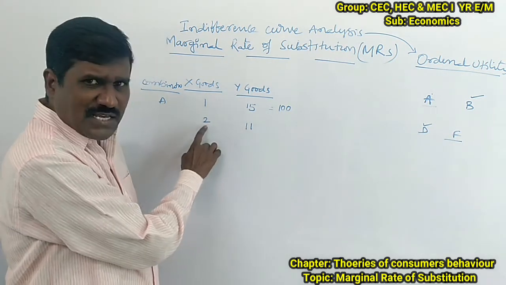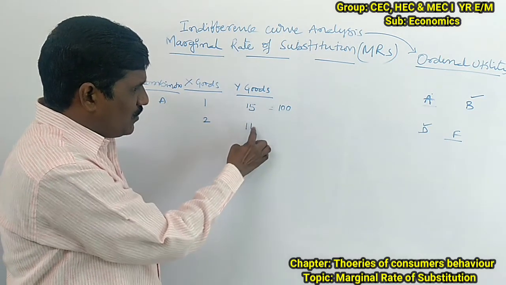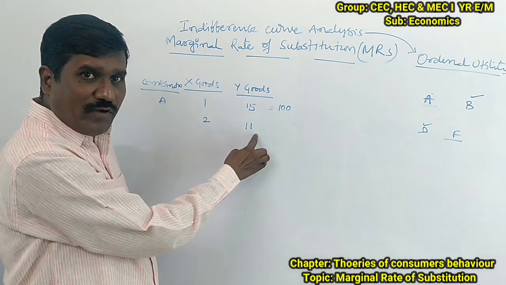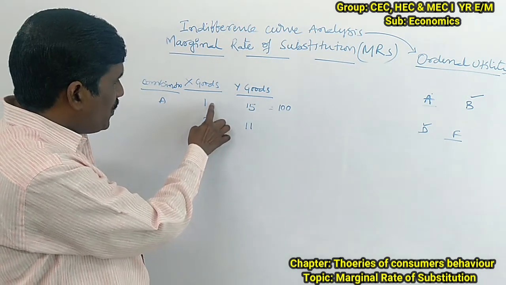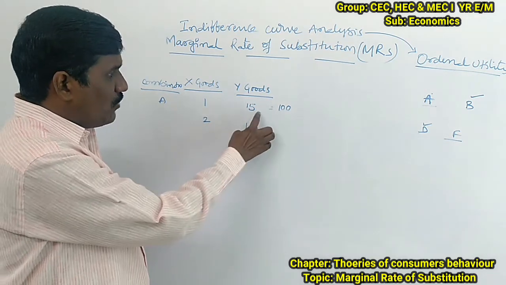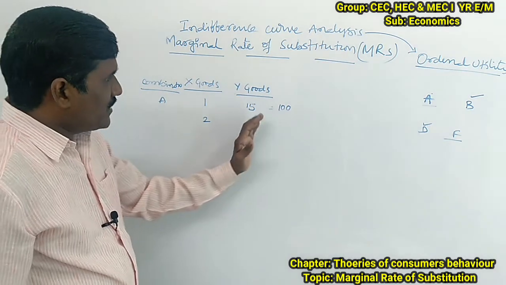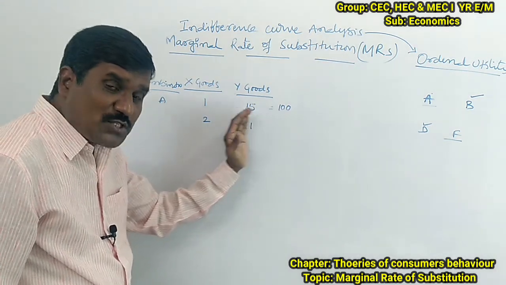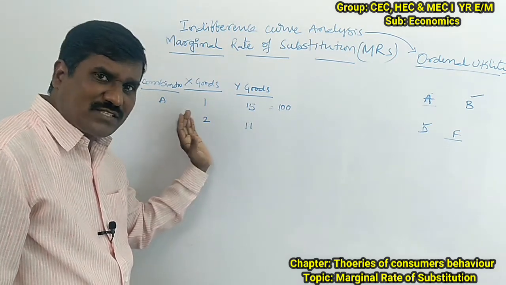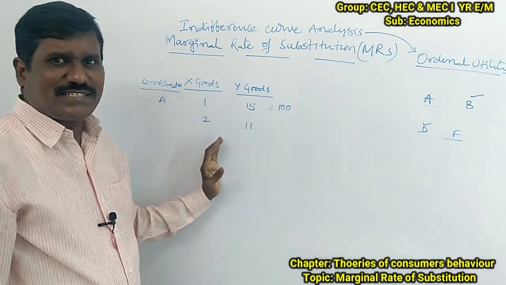The X good is the substitution. For example, from 15 to 11, he reduced 4 units of Y and increased 1 unit of X. The 1 unit of X is equal to 4 units of Y. So the Y good is a substitute for X. Y is reducing and X is increasing.